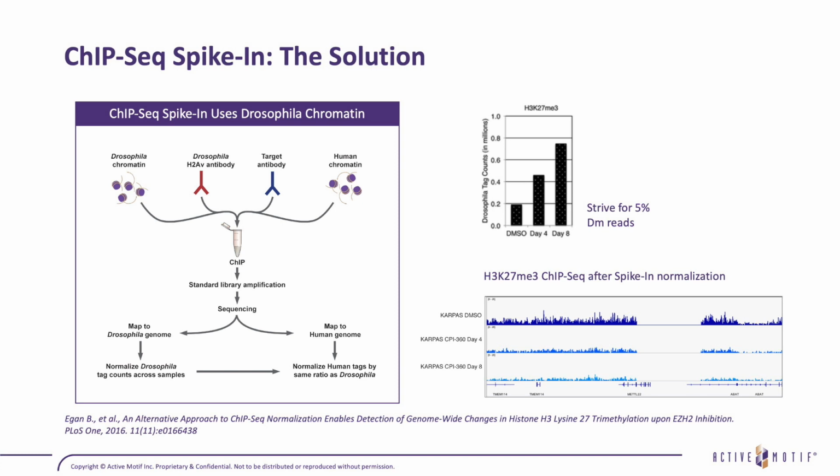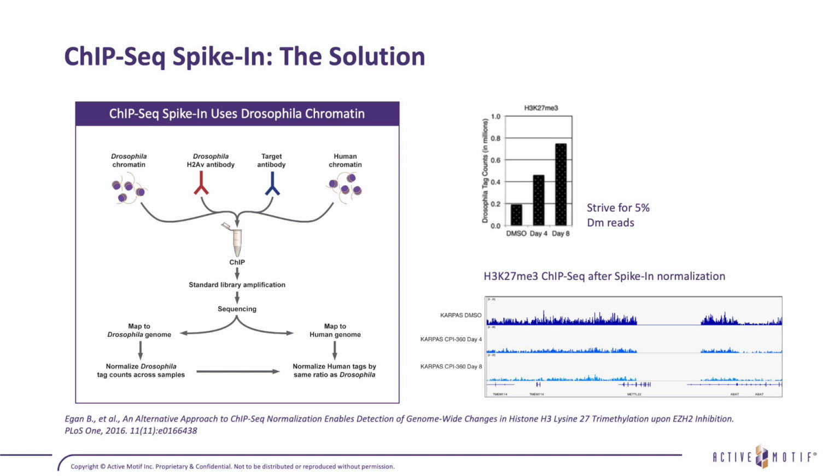So again, from the paper, if we look at Drosophila counts in untreated samples, we get a number of counts. If we look at counts from the treated samples, we actually get more Drosophila counts and even more at the 8-day treatment. So these differences then are used to make a normalization ratio. And then that normalization ratio is applied to the ChIP-Seq data, and we essentially can use those ratios to downsample the human tag counts. And when we do that, we now see this expected global reduction in K27 trimethylation.